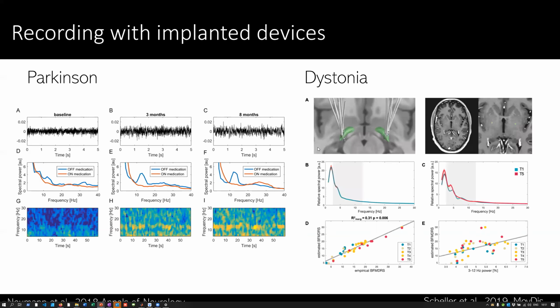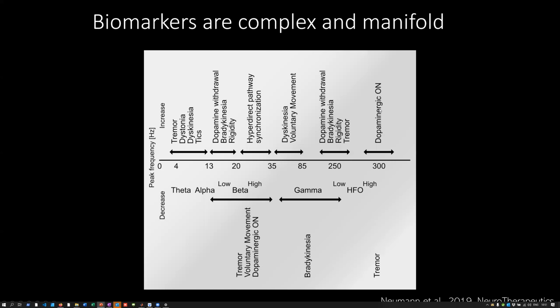And we have recently used a similar method also in dystonia, where we could show that the low frequency peak in the theta frequency band is actually predictive of the current symptom severity, which in this case is a dystonia rating scale score, even months after stimulation.